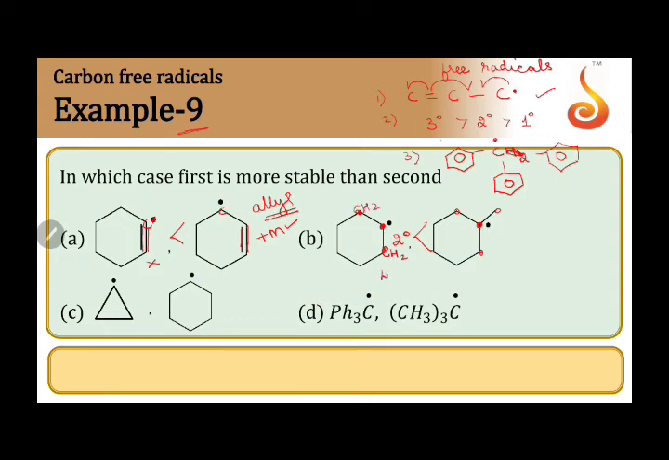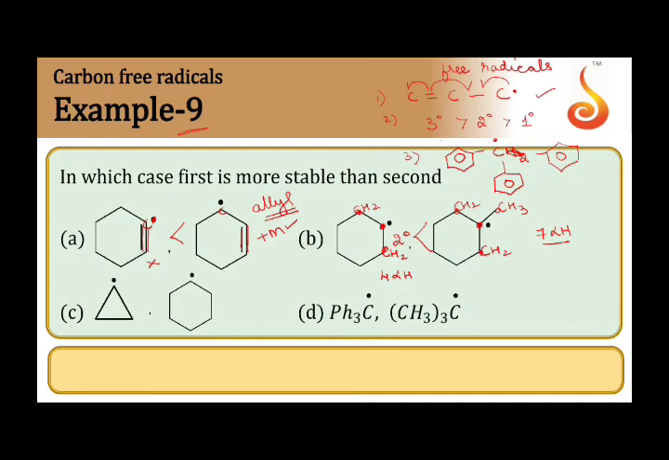So we have 4 alpha hydrogens, whereas here we have CH2, CH2, and here we have CH3. So we have 7 alpha hydrogens. This is also the reason why second one is more stable than first. That's why we conclude that tertiary is more stable than secondary than primary.